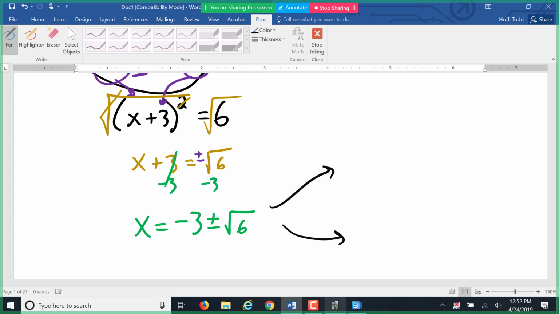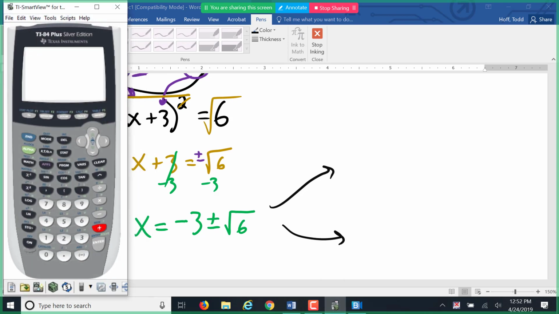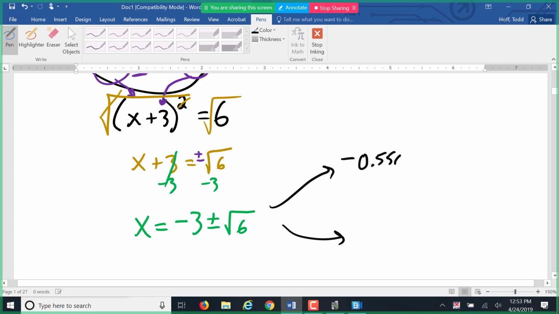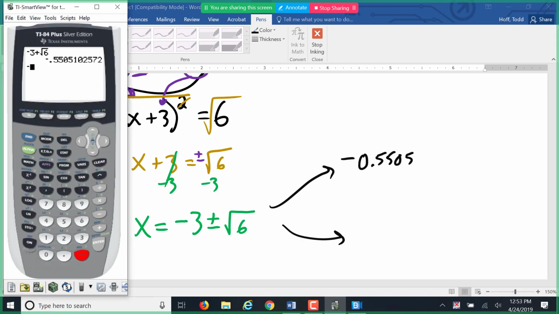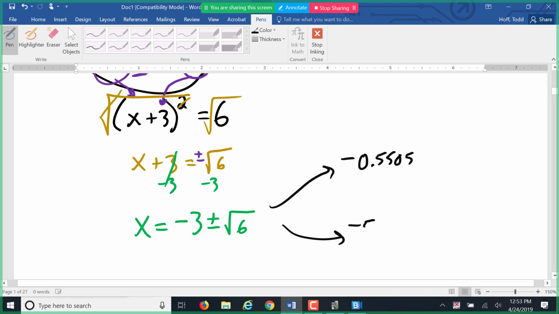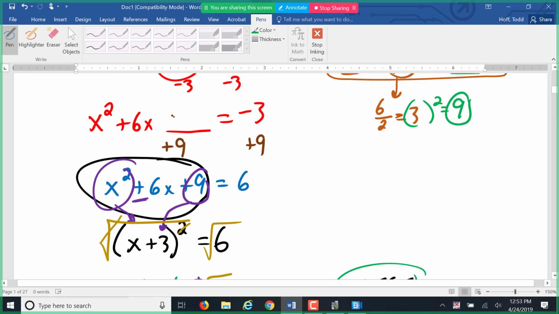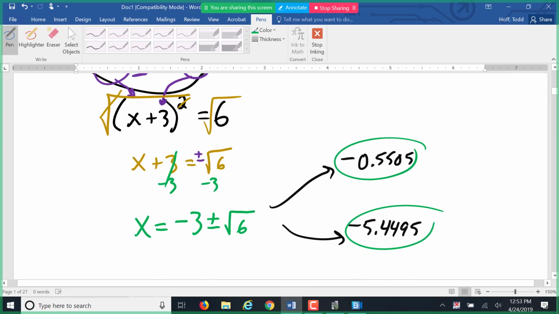Yes, we can turn this into numbers if we want to. Negative 3 plus the square root of 6 is negative 0.5505. Negative 3 minus the square root of 6 is negative 5.4495. Either one of those numbers, if I put them back into the equation, should give me a correct answer. Maybe off by some decimal places because of the rounding.